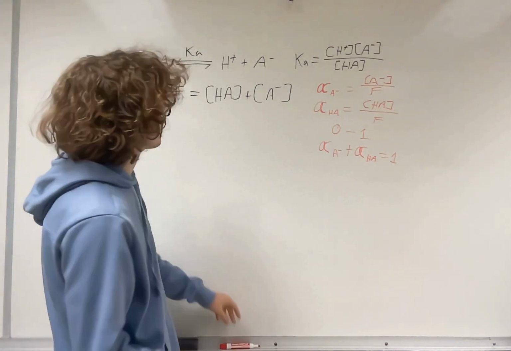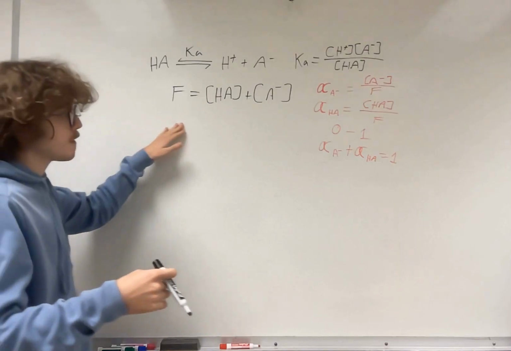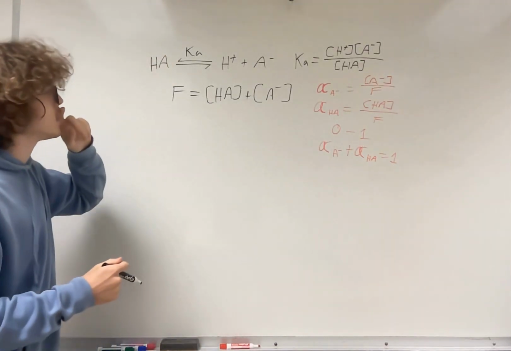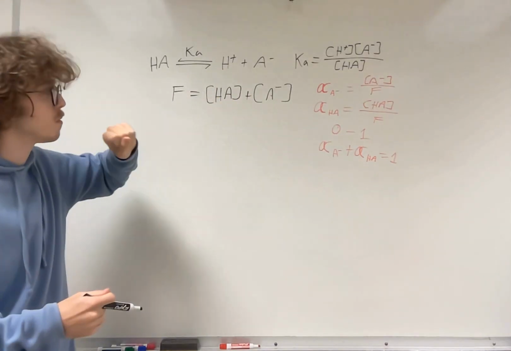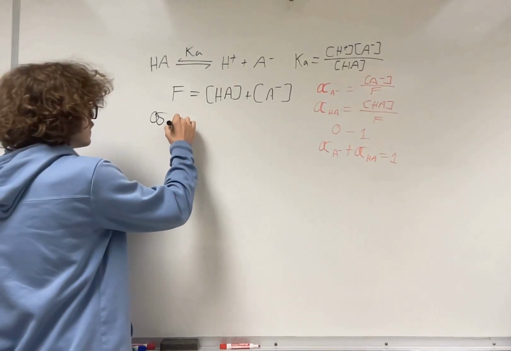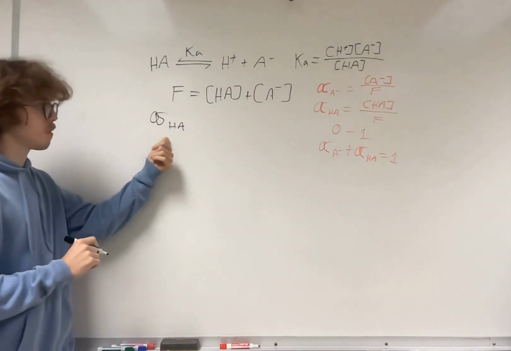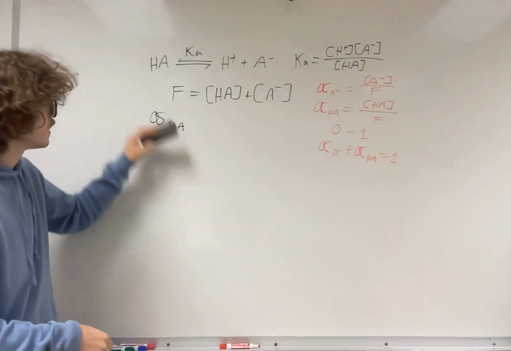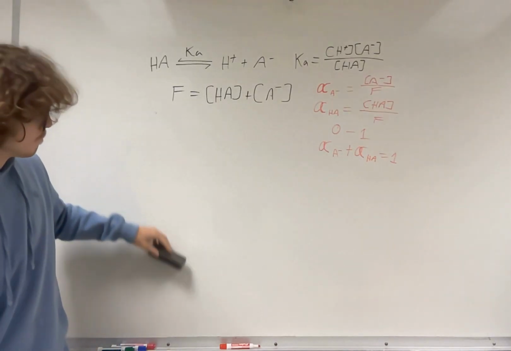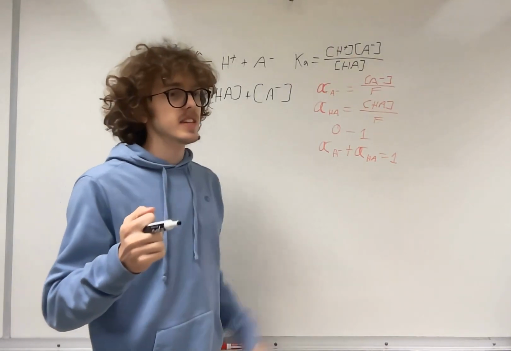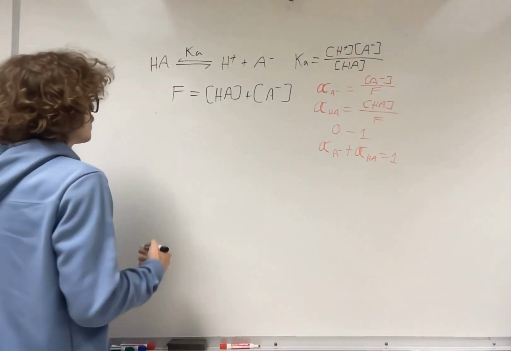Let's continue our proof here. So we have this mass balance. Now let's find a different way to express A minus so we can find the fraction of HA. What I'm trying to find is this one. You have to find them both respectively in this proof. So let's solve for A minus in the Ka, and this will reveal something to us.